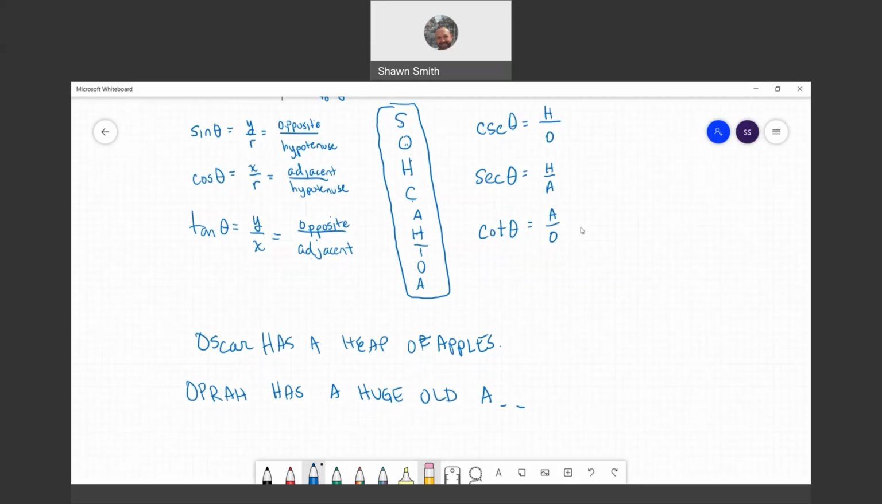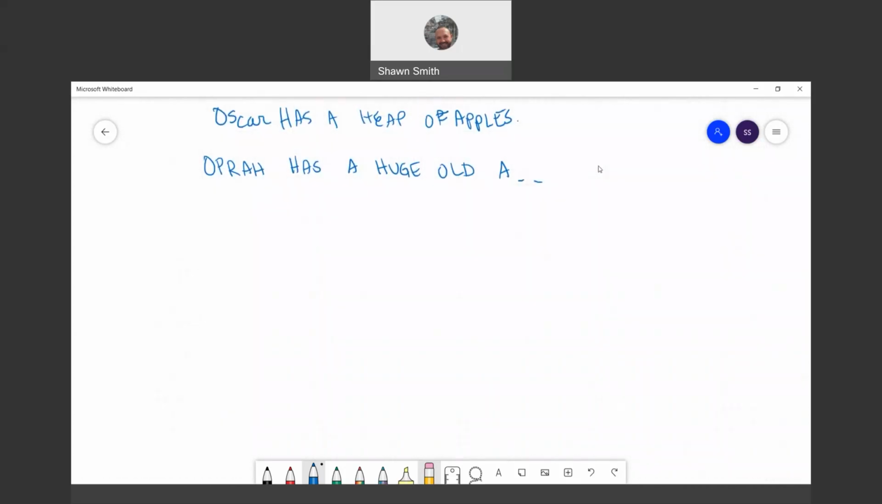All right, so let's just do an example. Given a right triangle. We're only dealing with right triangles so far. That's supposed to be a triangle. That's terrible, huh? Let's fix that.